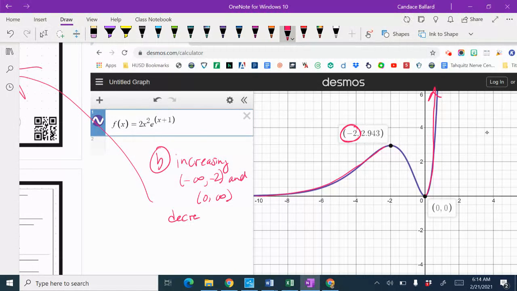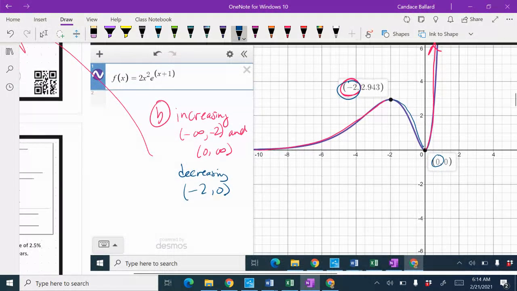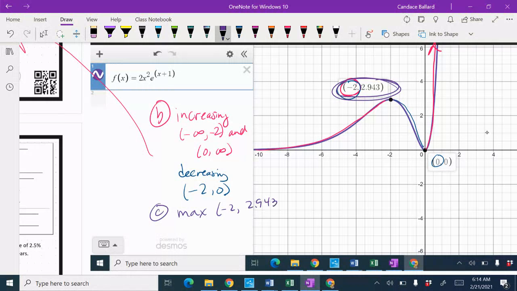And then decreasing, let's use a different color for decreasing. So decreasing is where from left to right it's going down. So it looks like it's decreasing from the x value of -2 to the x value of 0. Then it's asking me in part C, where do I have maxes and mins? So my max is obviously this hill. It's a hill point. So my max is at -2, 2.943. And then my min is the valley. So my min is at 0, 0.